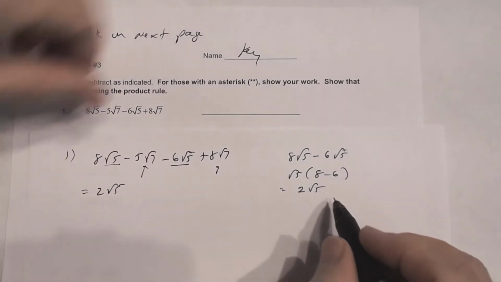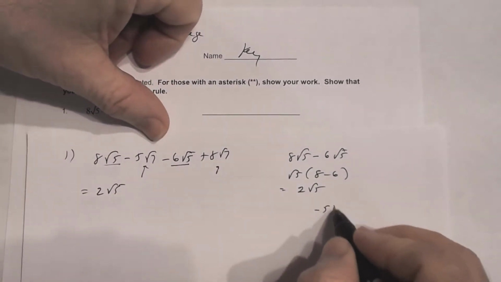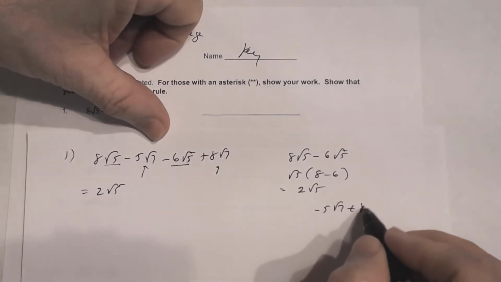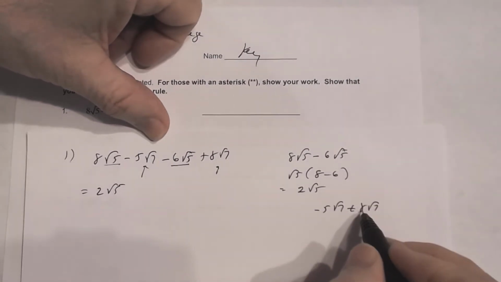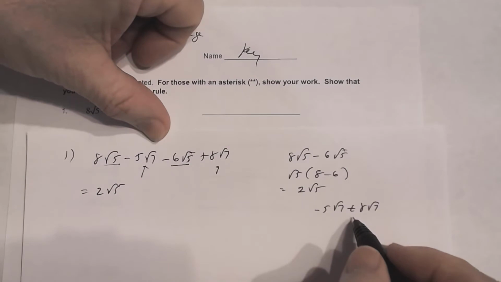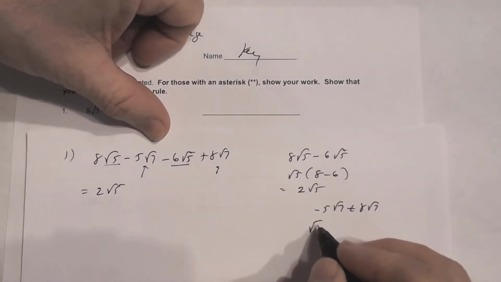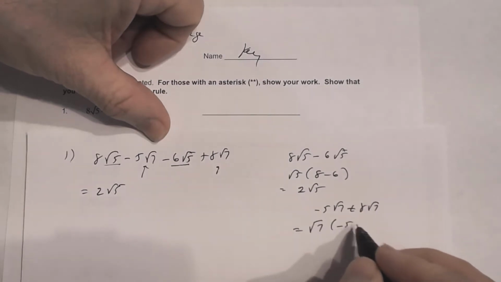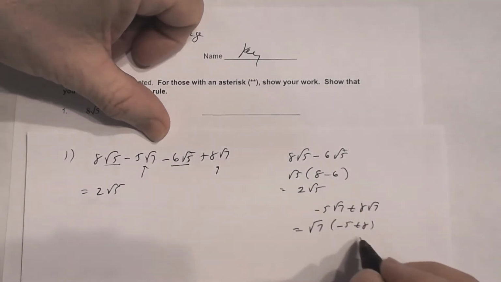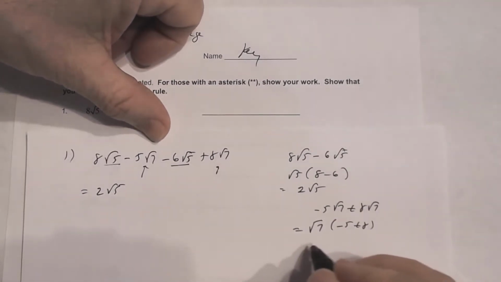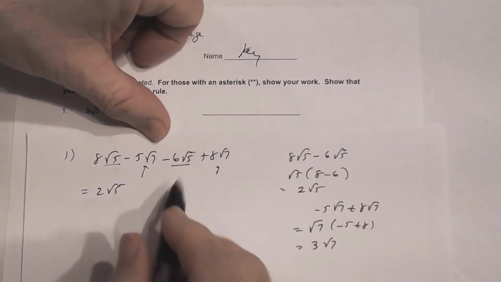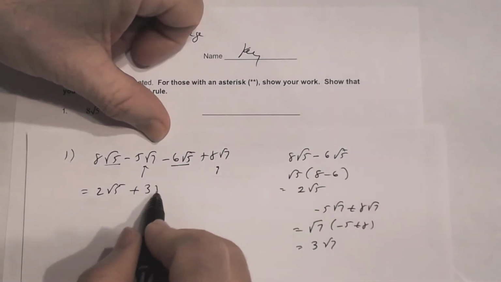And then do the same thing with the square root of 7s. So we have negative 5 square root of 7 plus 8 square root of 7, right? So negative 5 plus 8, most of you know, is 3. But if you want to factor out the GCF, you can. That'll be the square root of 7 times negative 5 plus 8. So remember, if you distribute, you get this back. Negative 5 plus 8 is 3, so you get 3 square root of 7.